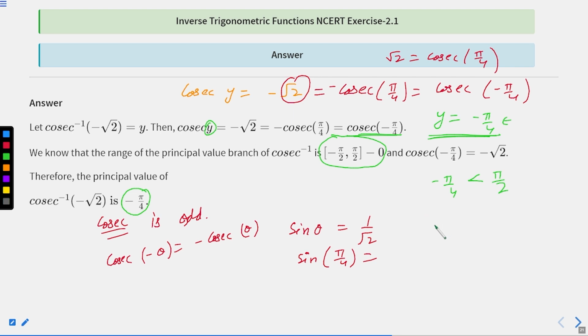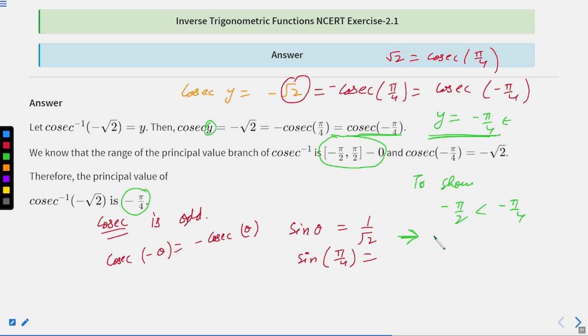Why is it true? This is a negative number, and this is a positive number. We know a negative number is always smaller than a positive number. Now we have to show that minus pi by 2 is less than minus pi by 4. So how are we going to show that?